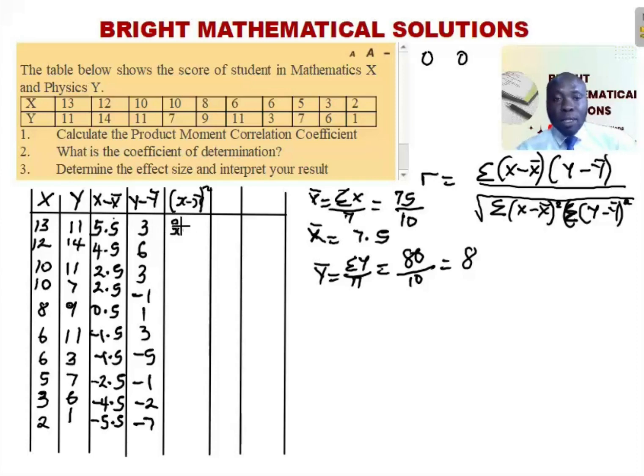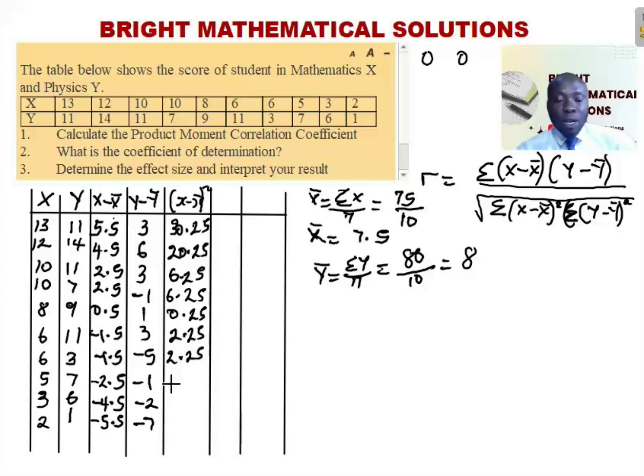So I got 30.25. So 4.5 raised to power 2, that's 20.25. So 2.5 raised to the power of 2, that's 6.25. So this is also 6.25. 0.5 raised to power 2, that's 0.25. 1.5 raised to the power of 2, that's 2.25. 1.5 raised to the power 2, that's 2.25.